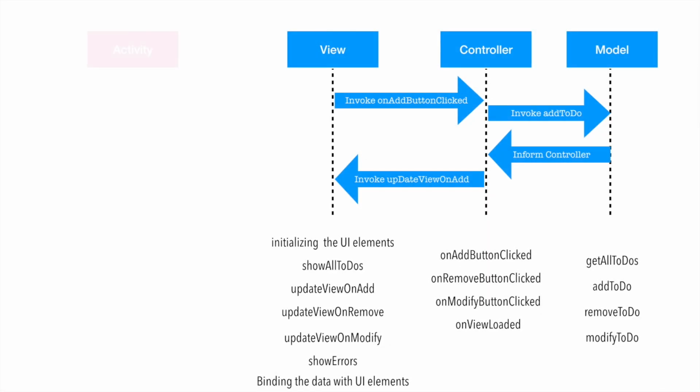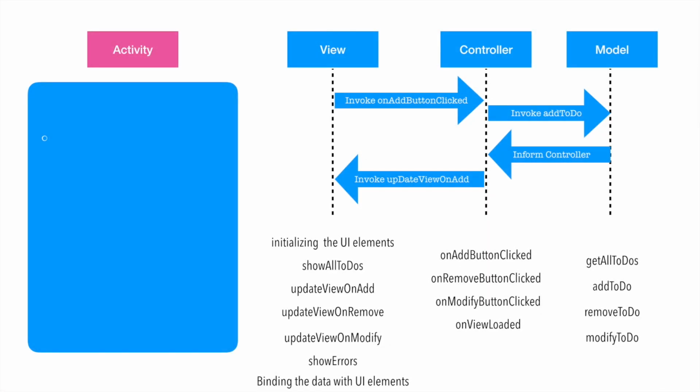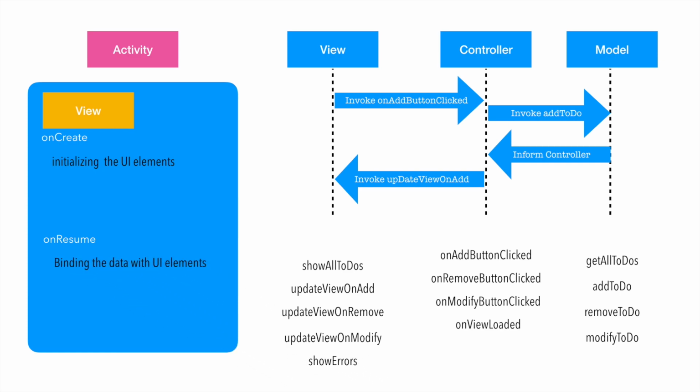If you recall, your activity has got methods like onCreate and onResume. What we will do is, we will create an instance of view implementer in the activity, and then in the onCreate method, we will invoke init UI on the view instance, and in the onResume method, we bind the data using the view instance. I think it is time to have a look at that through a live coding now.